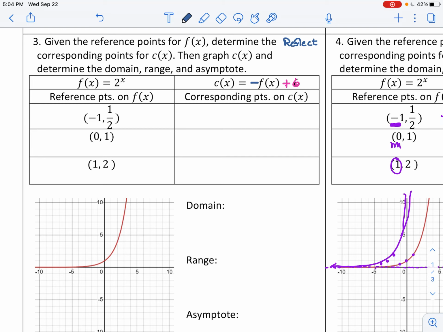This does not say make x negative. This says make your outputs negative. This says make your y values negative. This is a y value reflection. This is a vertical reflection.